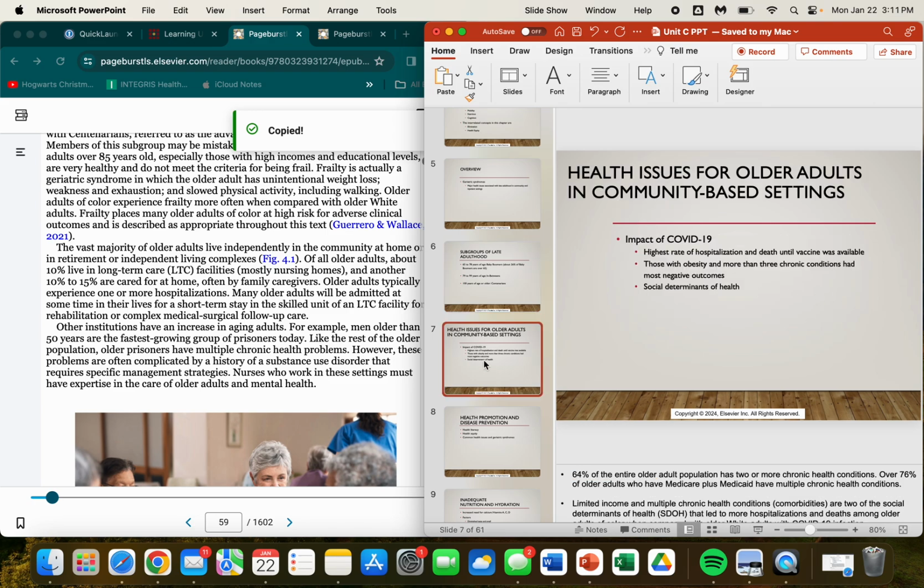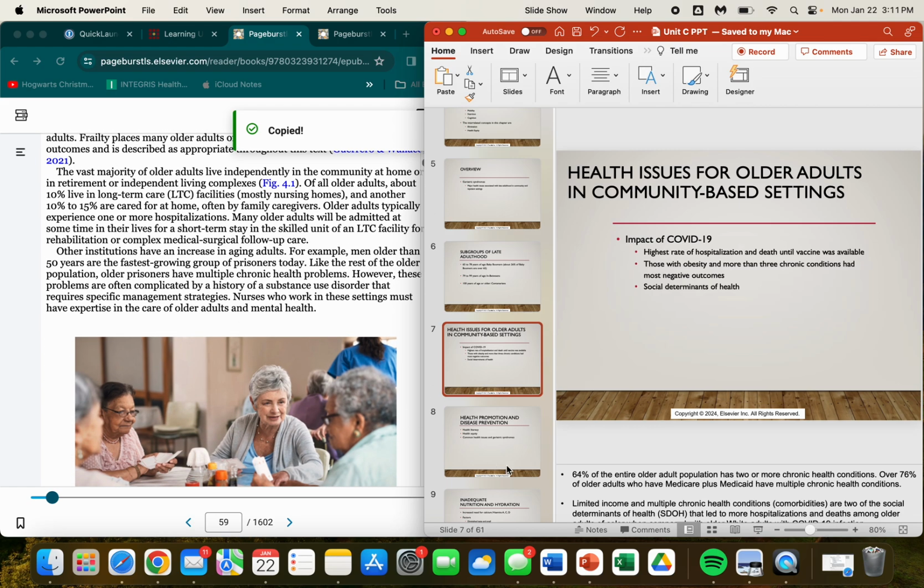Health issues for this adult setting include, your book talks about the impact of COVID-19 on the older adult community. So 64% of the older adult population has 2 or more chronic health conditions. Over 76% of older adults who have Medicare and Medicaid as their insurance coverage have multiple chronic health conditions. So you're looking at the majority of older people having multiple problems already whenever we're talking about caring for them.